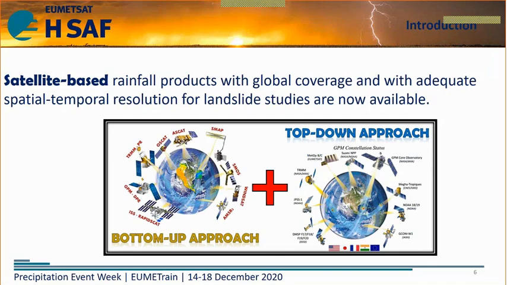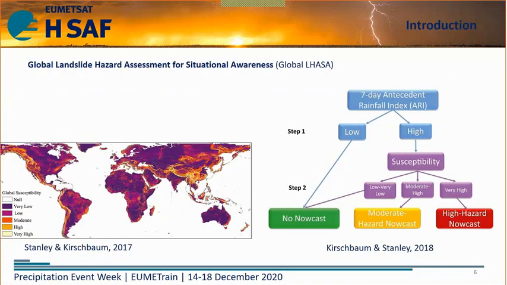Despite the great availability of satellite rainfall products with global coverage and high spatial and temporal resolution, obtained by classical retrieval approaches or, for instance, through the SM-to-rain perspective, so the bottom-up approach, the use of these products for landslide risk assessment and related applications is still very rare. Here, for instance, we have an example of the Global Landslide Hazard Assessment for Situational Awareness, the global LHASA model developed by Kirschbaum and Stanley in 2018.